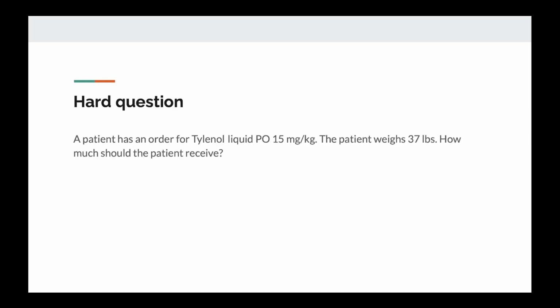So we're going to turn up the difficulty a little bit more, because we're going to be adding in a weight-based dose. We're going to add, probably as a pediatrics patient. A patient has an order for Tylenol liquid PO, 15 milligrams per kilogram. The patient weighs 37 pounds. How much should the patient receive? So what do we notice here? Like I said before, you have to pay very close attention to the units. It's very easy to just say, oh, easy, multiply, done. But in reality, this patient is measured in pounds. So you have to change that pounds to kilograms.